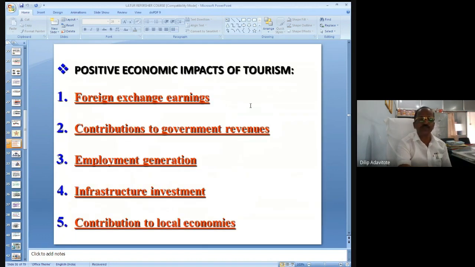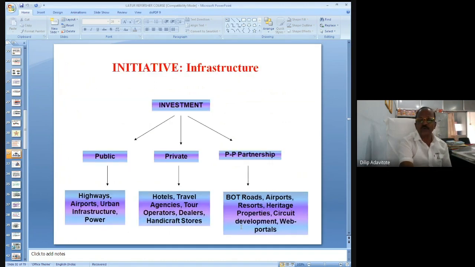These are the positive impacts of tourism: foreign exchange earning, contribution to government revenue, employment generation, infrastructure investment, contribution to local economy. That is important. Contribution to local economy means we are moving towards the pro-poverty approach. So for that purpose, we have to build infrastructure. To build infrastructure, investment is required either from the private sector, public sector, or public-private sector.